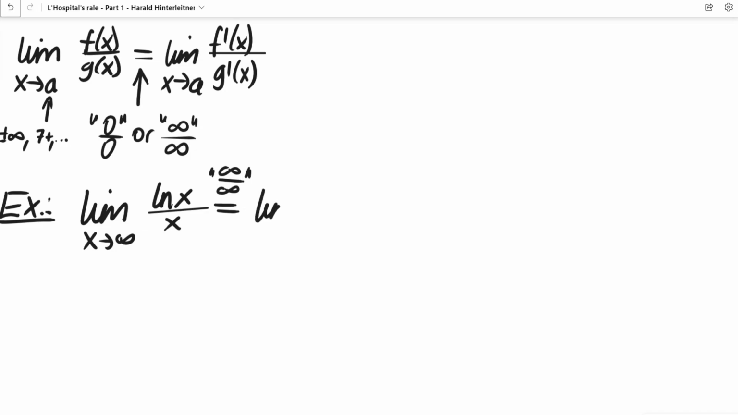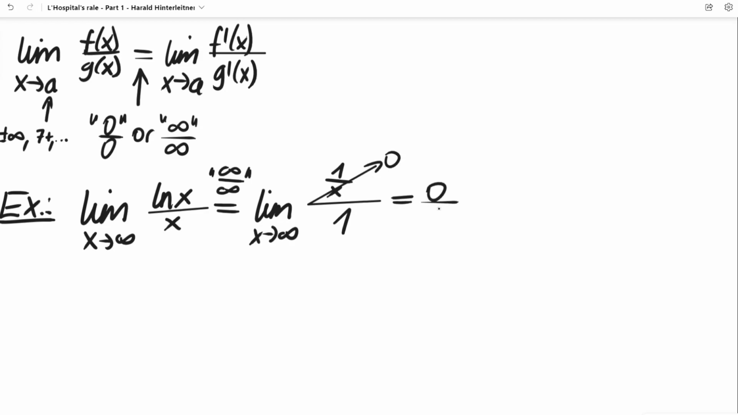So we can separately differentiate the numerator and the denominator. The first derivative of ln is 1 by x. The first derivative of x is 1. And we actually already have finished. Because if you plug in infinity here, this goes to 0. So we have 0 divided by 1, which is 0.